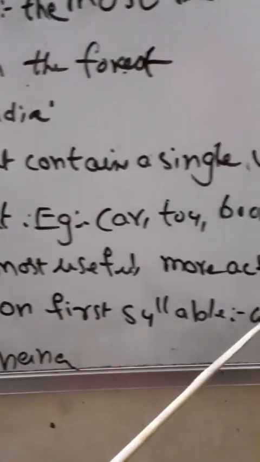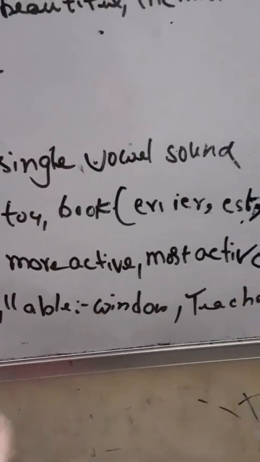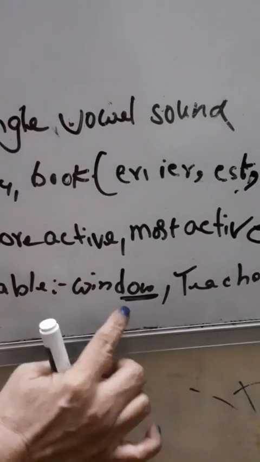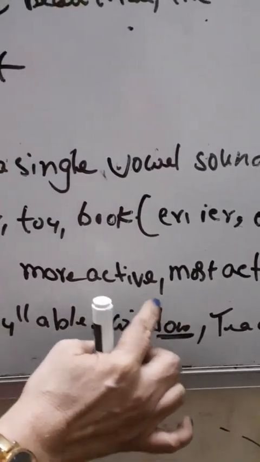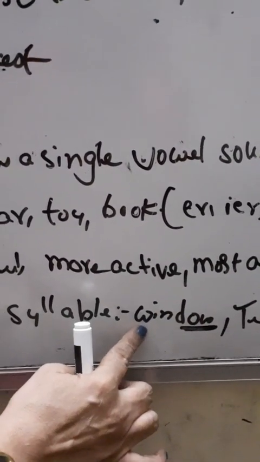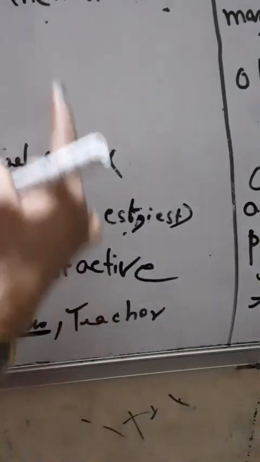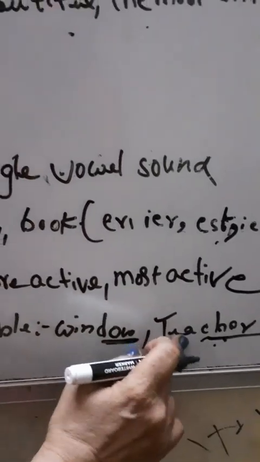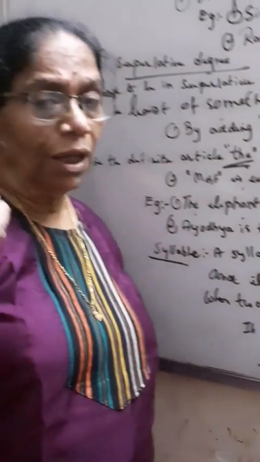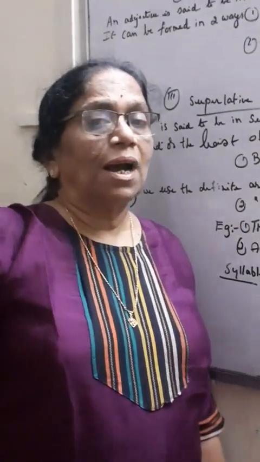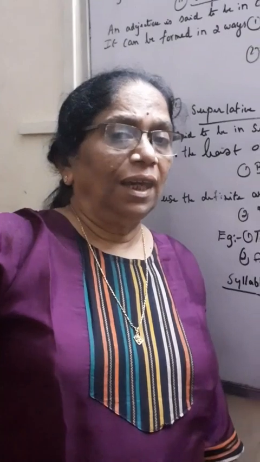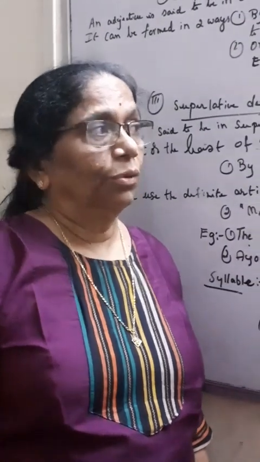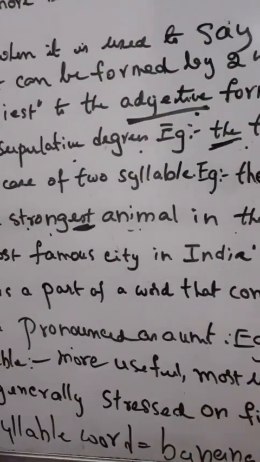For example, window. Now see, DOW. This part is generally stressed on the first syllable. Teacher, it is generally stressed on TEA. Do you know any three syllable word? That is banana. It is a three syllable word, okay? But we don't have to do anything with it. Let's come to the point.